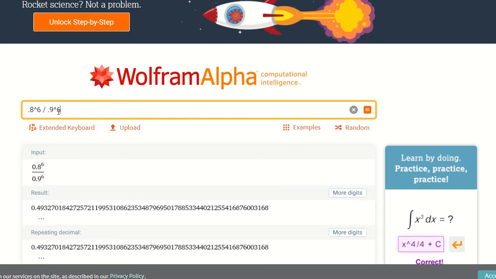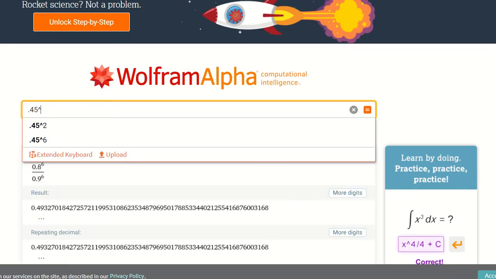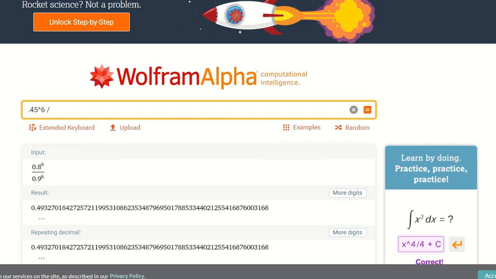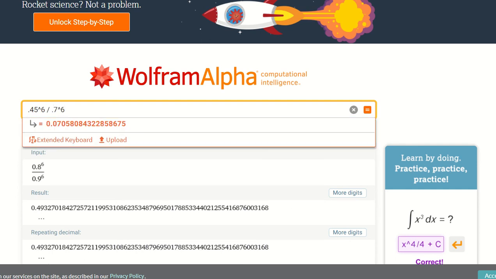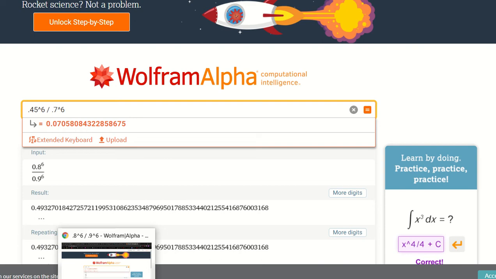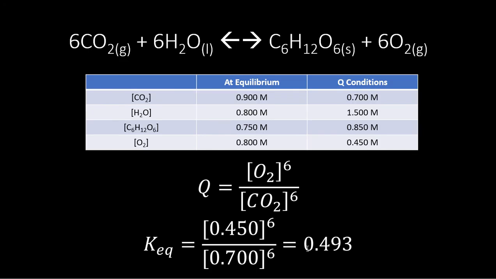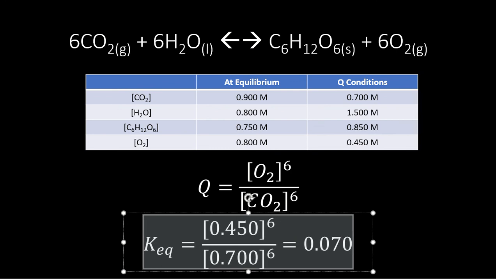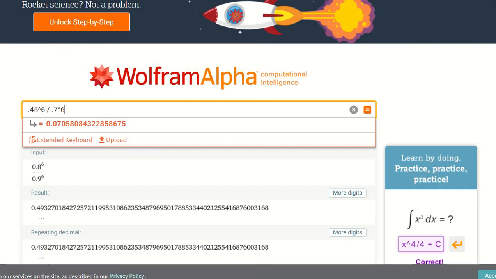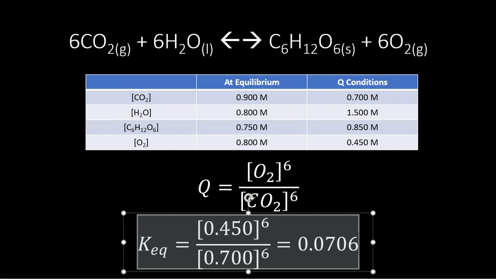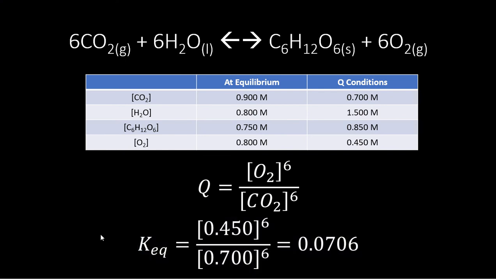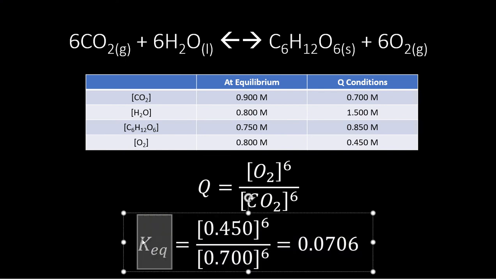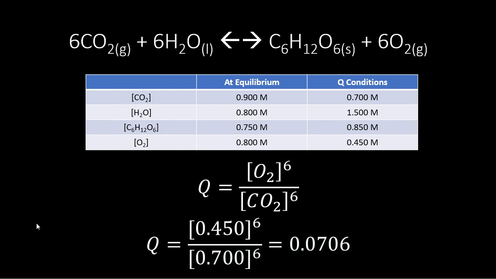So 0.45 raised to the 6th power divided by 0.7 raised to the 6th power would be 0.0706. Yes. And that would be the value for Q, our reaction quotient.